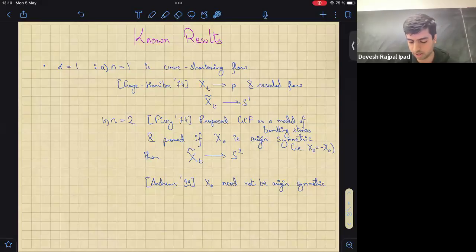So Firey also proposed that this hypothesis should hold without the origin symmetric condition, and this was proved later by Andrews in 1999. Which says that M naught need not be origin symmetric. You'll still have convergence of the rescaled flow to a sphere.